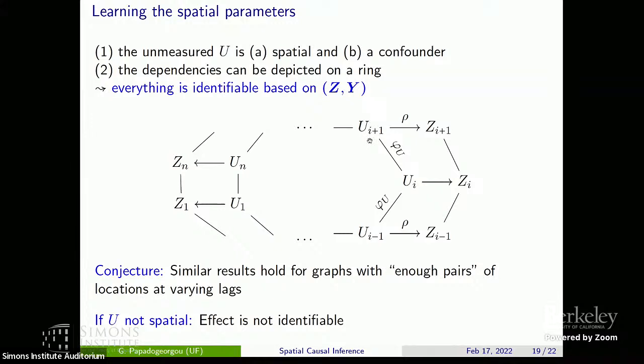We proved this for ring graphs, but we think that it can be extended to the situation where, as long as we have enough pairs at varying lags, this identifiability will also hold. And in the paper, we also show that if U is not spatial, then we cannot identify the causal effect of interest, which is not surprising, because if you don't have a spatial structure of the unmeasured confounder, then you can never learn the bias term.